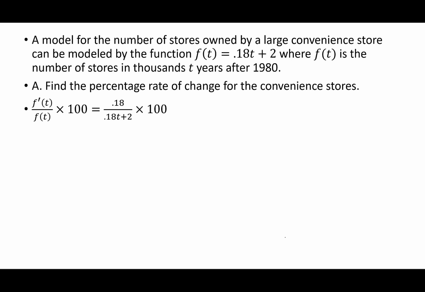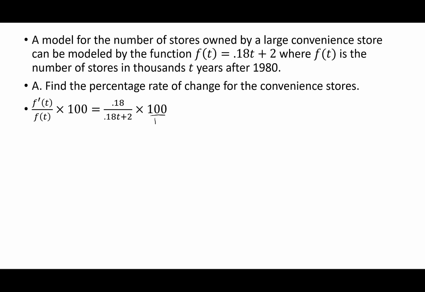Derivative of 0.18t plus 2 is 0.18. That becomes our numerator. The denominator is still 0.18t plus 2. I wanted to take the time to step us through, well, what do I do with this 100 when I'm not plugging in a number? It's probably good to think about maybe as a fraction.